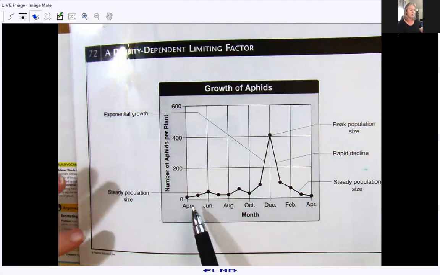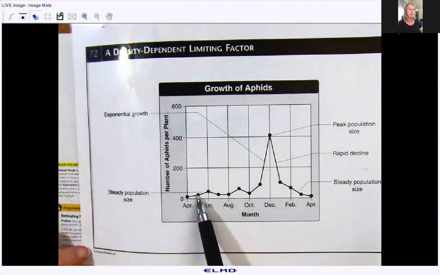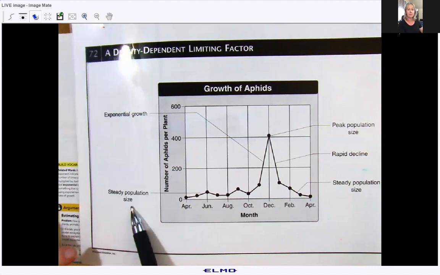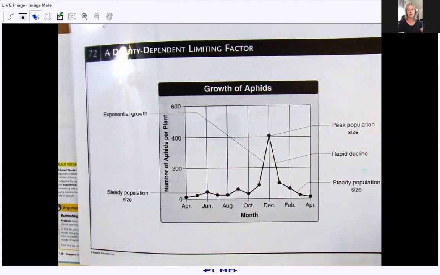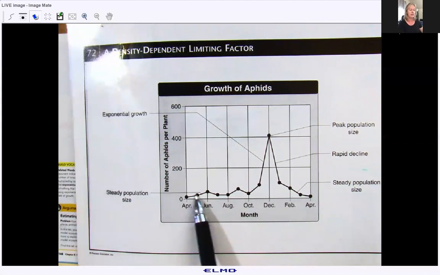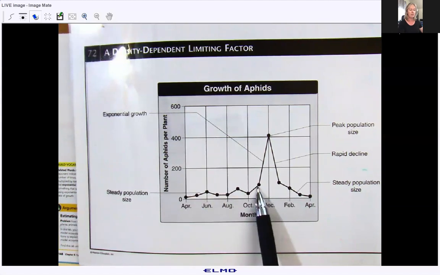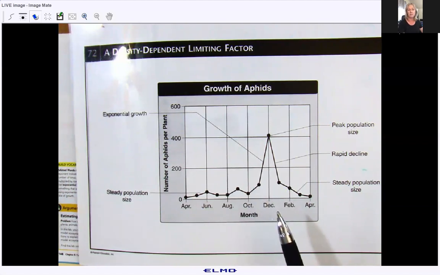But if we look at the growth of aphids, wherever you see a fairly straight line, this is described as a steady population. What that means is you have as many organisms dying as are being reproduced, and so you get this steady state. And also what you see here is it may have reached a carrying capacity. Carrying capacity is the amount of food and resources that will support a population.